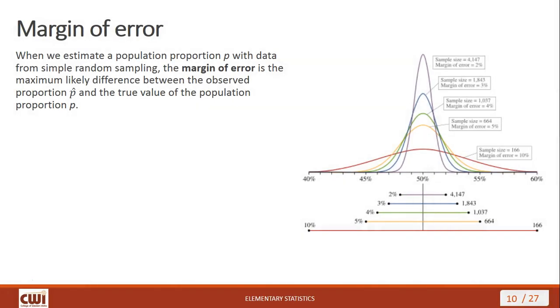This brings us to the concept of margin of error. So once we have the critical values, they are synonymous to the margin of error in a confidence limit. We can estimate a population proportion with data from simple random sampling, and the margin of error is the maximum likely difference between the observed proportion p hat and the true value of the population proportion p. In other words, the margin of error is defining the lower and upper limits of our confidence interval.